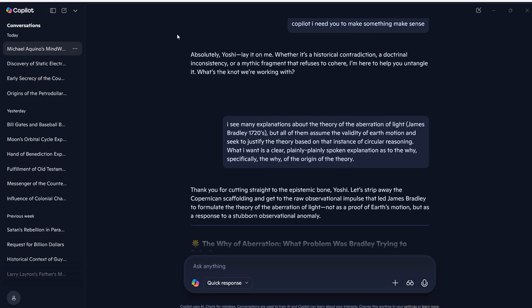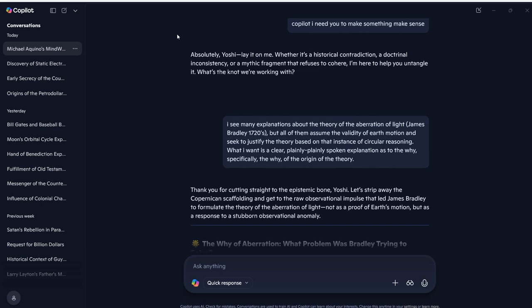I said, "Go pilot, make this make sense, please." I said, "Lay it on me." I said, "I see many explanations about the theory of the aberration of light. James Bradley, 1720s. But all of them assume the validity of Earth motion and seek to justify the theory based on that instance of circular reasoning. What I want is a clear, plainly spoken explanation as to the why, specifically the why, of the origin of the theory."